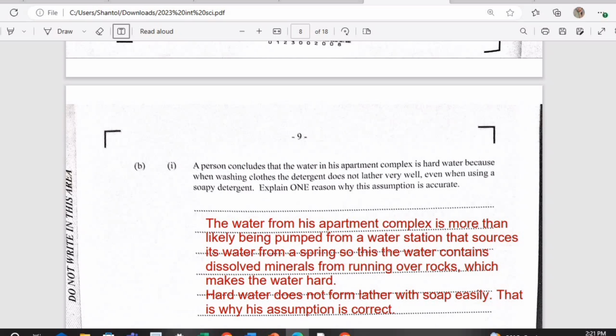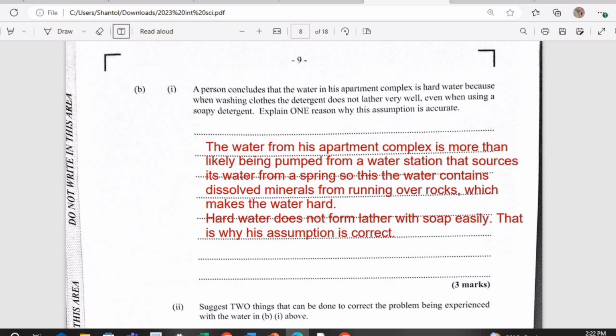So this water may contain dissolved minerals from running over rocks, which makes the water hard. Hard water does not form lather with soap easily, and that is why his assumption is correct. So if you mentioned in your answer that the water was hard because it contains some kind of dissolved minerals, and because of the fact that it doesn't lather very well when the soap or detergent is being used, then that would be the correct answer. And this was for 3 marks.